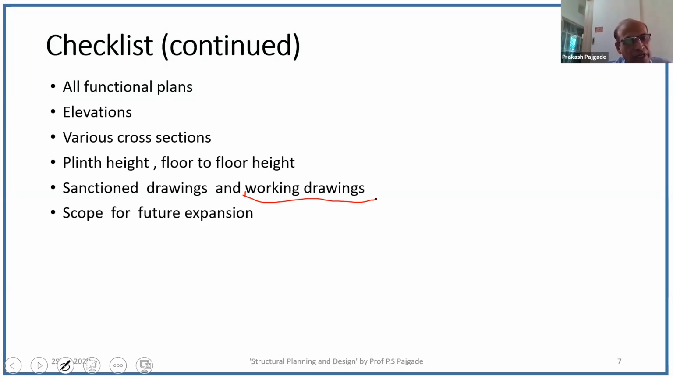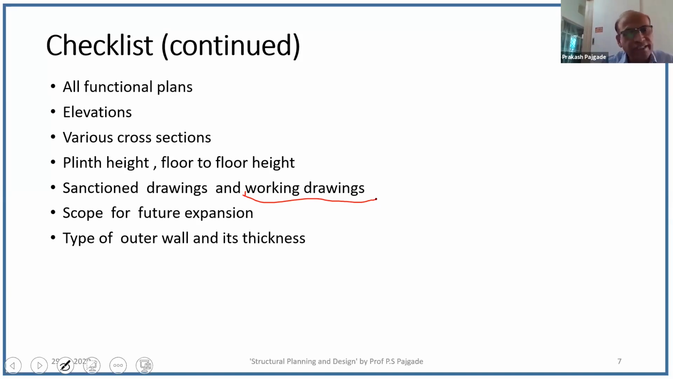Now, many times there is an increase in FSI, so we must have scope for future expansion. Sometimes the owner wants to purchase TDR also, so these points must be discussed, and what further expansion is possible must be kept in mind while designing the structures.